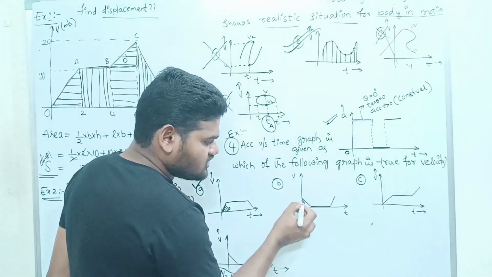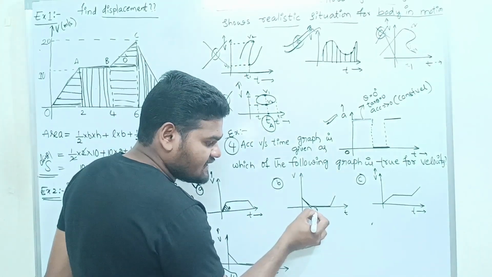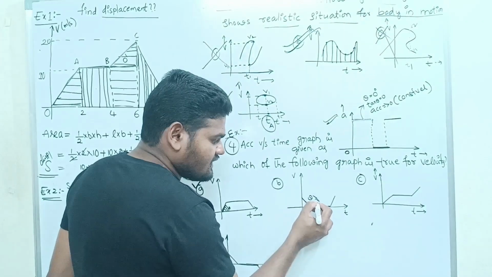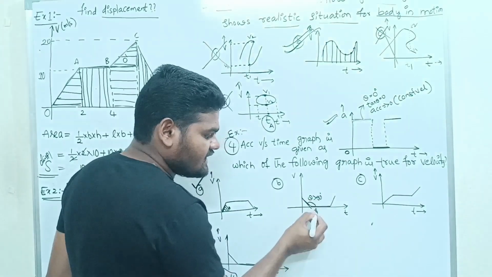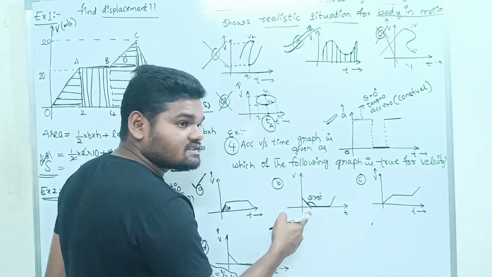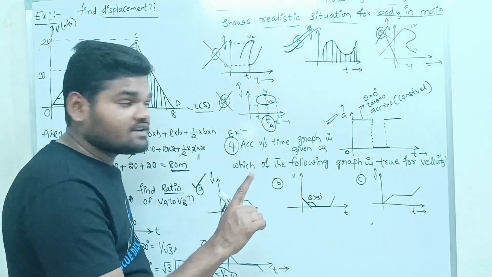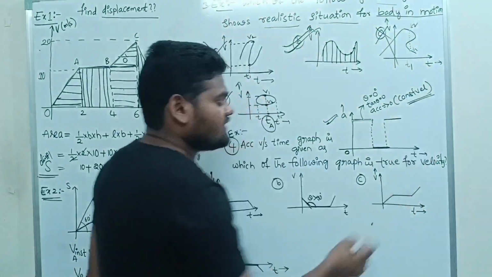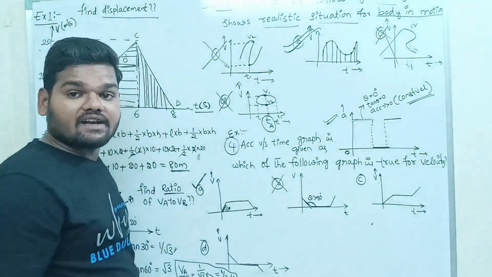Have a look. The slope is like this. It is decreasing, and the angle is greater than 90 degrees. Here theta is greater than 90 degrees, then the velocity is negative. But what we need is constant velocity. So this is not a correct option.